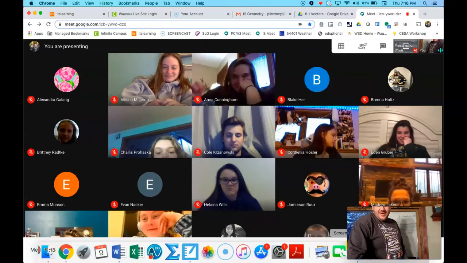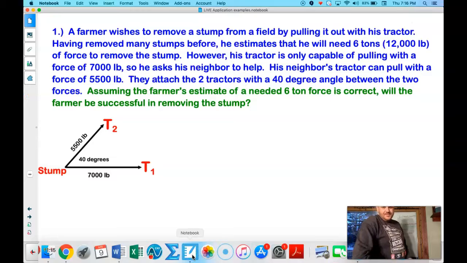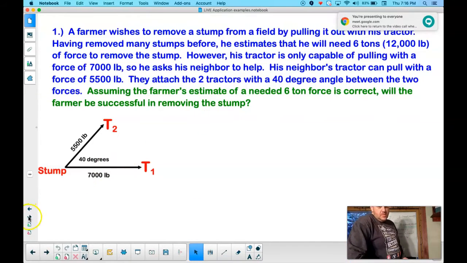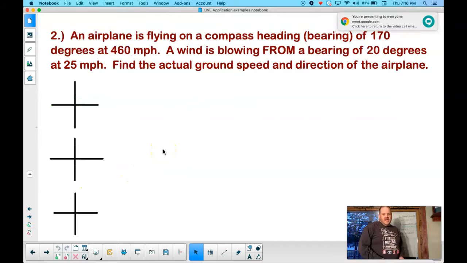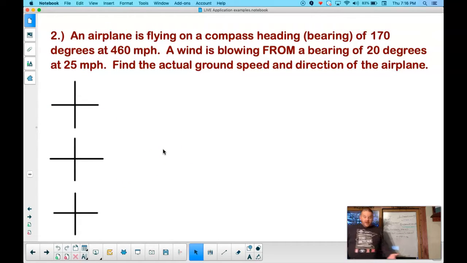Next one is an airplane flying on a compass heading or bearing, so that's dealing with non-trig angles. Okay? So it's flying on a compass heading of 170 degrees at 460 miles an hour. A wind is blowing from a bearing of 20 degrees at 25 miles an hour. And we are asking you to find the actual ground speed and direction of the plane.